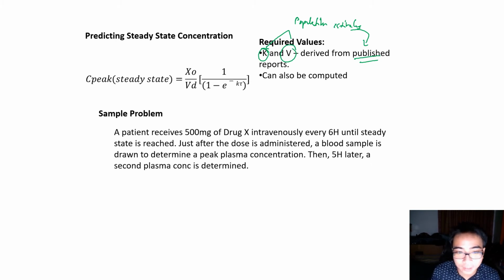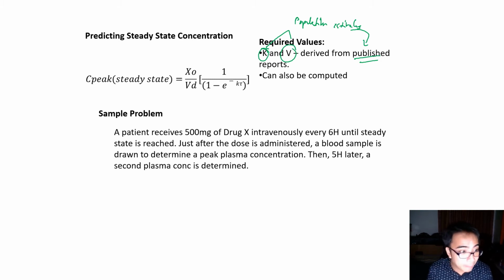Then, 5 hours later, a second plasma concentration is determined. Now, look at this, class. Sabi natin, most often than not, we can get the K and VD from derived published reports. However, class, if you're given the chance, halimbawa, ang patient mo mayaman, nagpa-determine siya ng plasma level concentration. Sabi ng doktor, kunan natin ko ng plasma level concentration. Let's get your drug plasma concentration time profile.